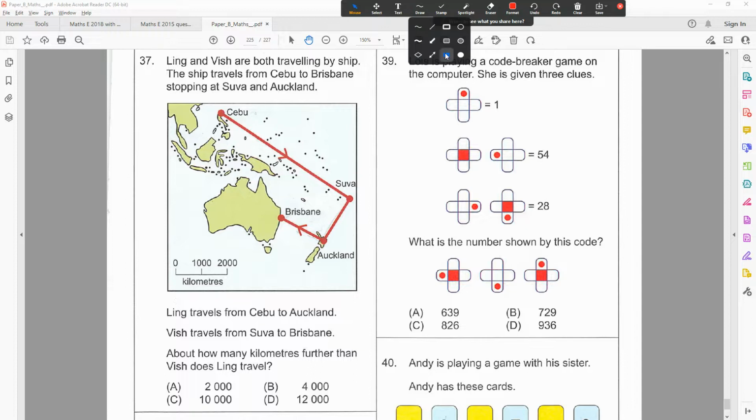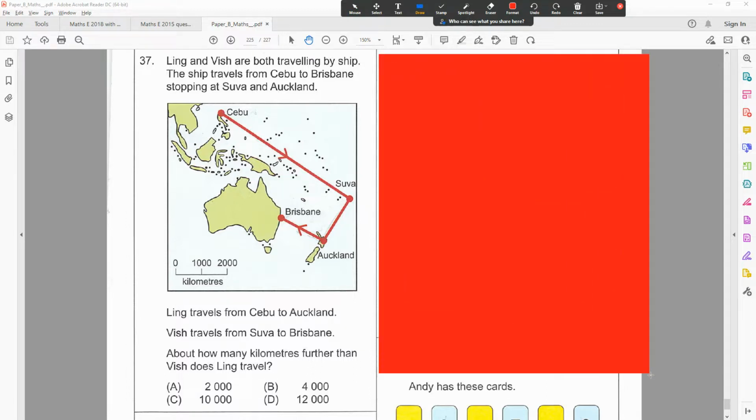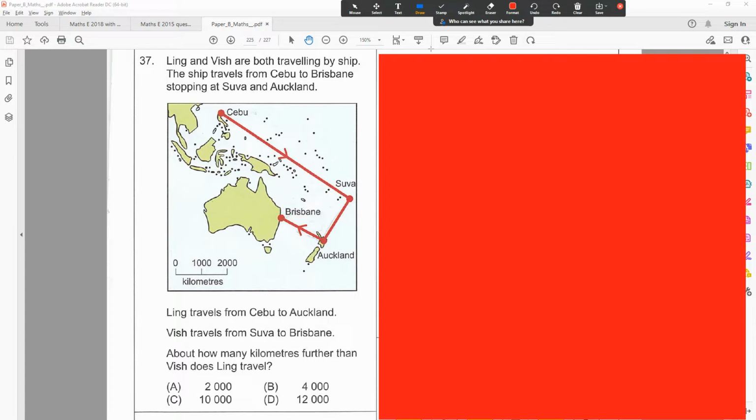So, question number 37 now says Ling and Vish are traveling by ship, and the ship travels from Cebu to Brisbane, stopping at Suva and Auckland. You can see the Cebu, Suva, Auckland, Brisbane. And those lines look parallel. It says Ling travels from Cebu to Auckland, and Vish travels from Suva to Brisbane.